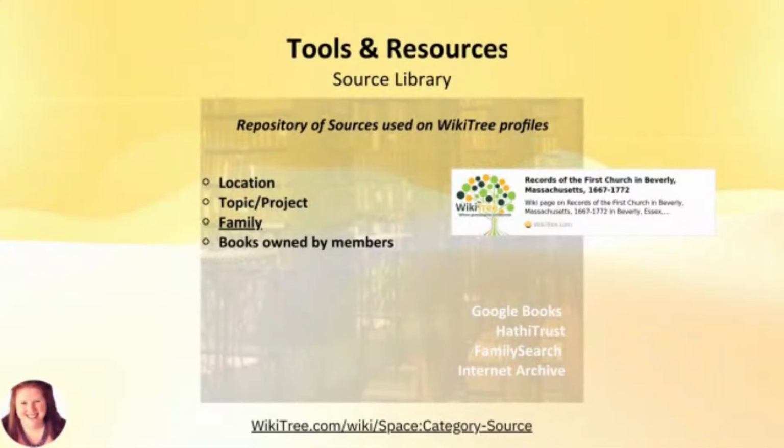I was very excited when I found the source library at WikiTree. It's a great resource that we have. This is a library of pages that members have organized by location, topics, and families. And these are all about free online books or journals. And there's also a section for books owned by members who are willing to do lookups in those books for you. So it's a great resource. I definitely recommend checking that out.